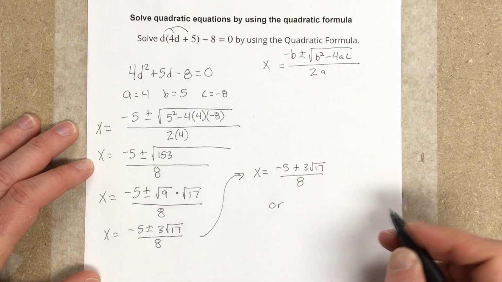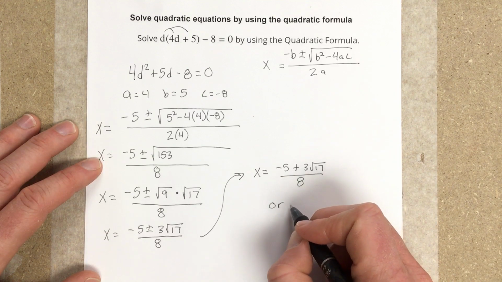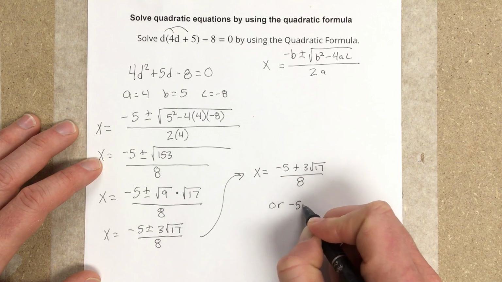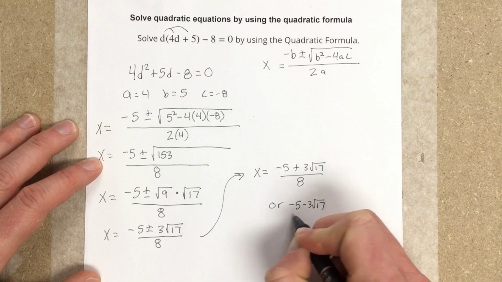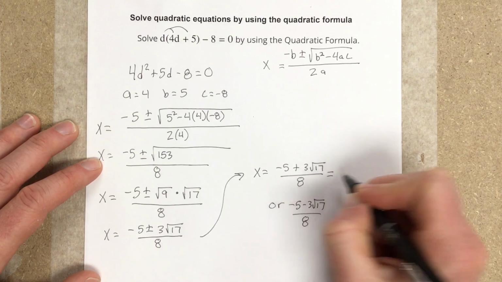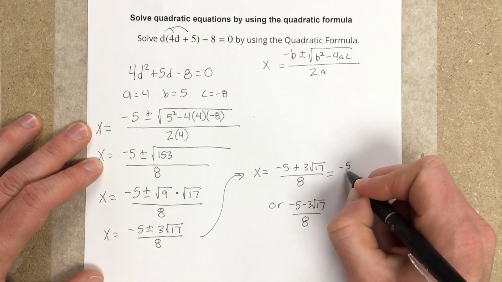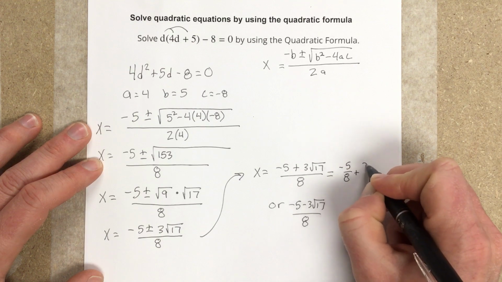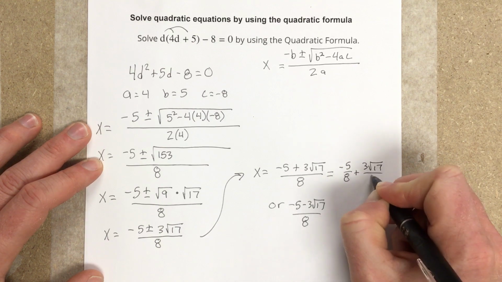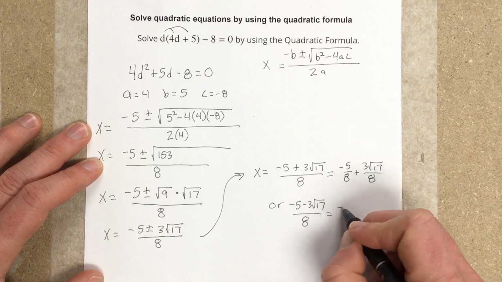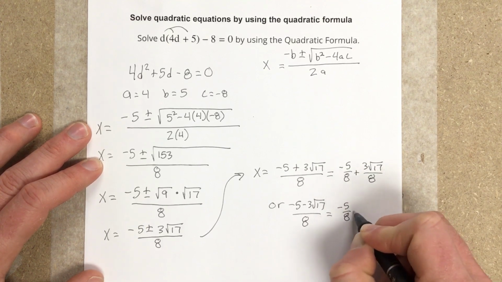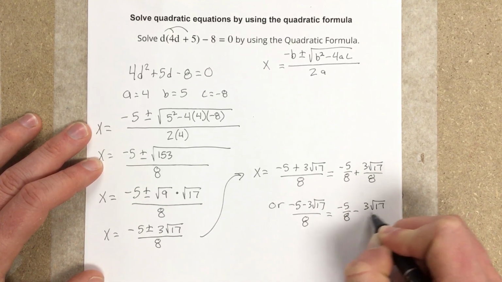And then I can write that as x is equal to negative 5 plus 3 root 17 over 8, or negative 5 minus 3 root 17 over 8. And some people might even go a little farther and say that this is negative 5/8 plus 3 root 17 over 8, and this is negative 5/8 minus 3 root 17 over 8.